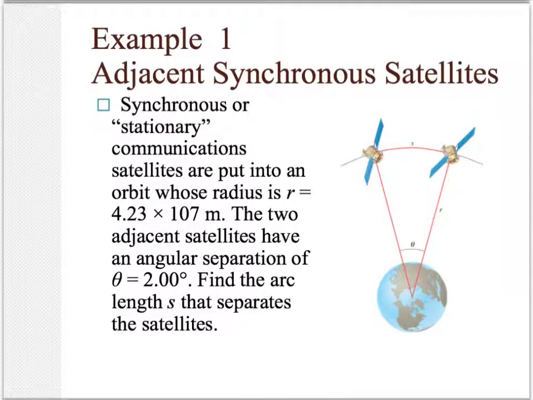Alright, so let's take a look at an example. Here we have two adjacent synchronous satellites. It's two satellites that are staying directly above their position on the Earth. The satellites are put into an orbit with radius 4.23 times 10 to the 7th meters. And the two adjacent satellites have an angular separation of 2 degrees. Let's find the arc length, S, that separates the satellites.